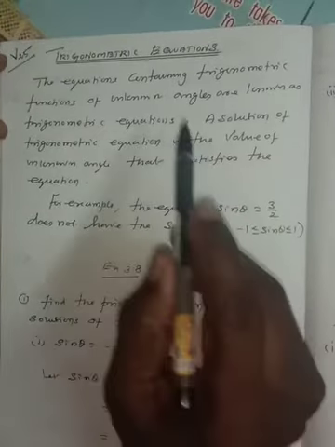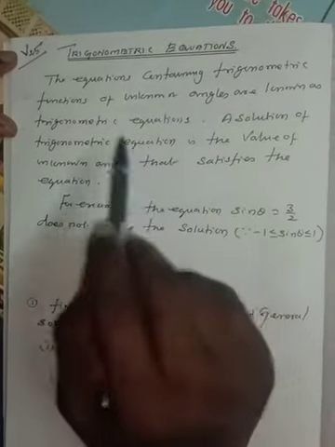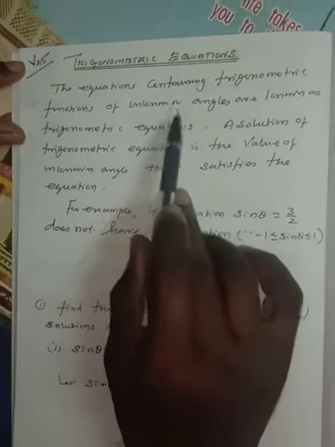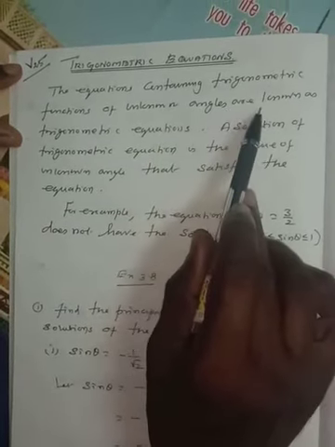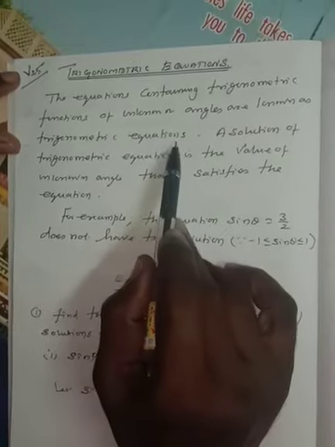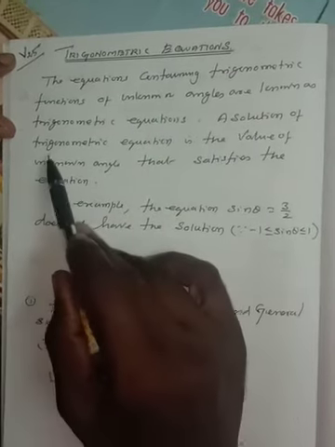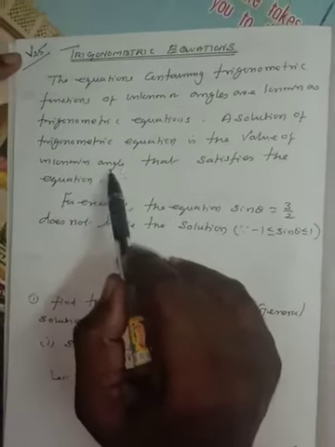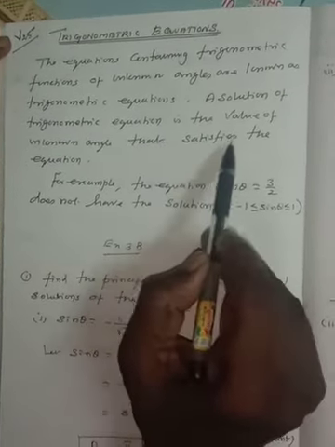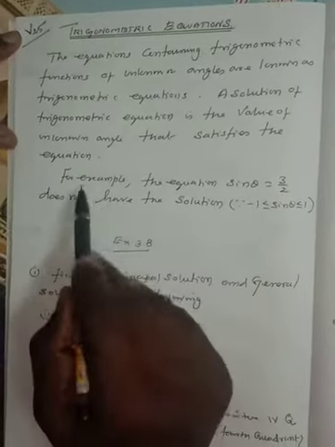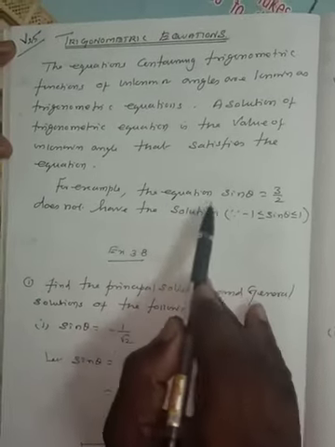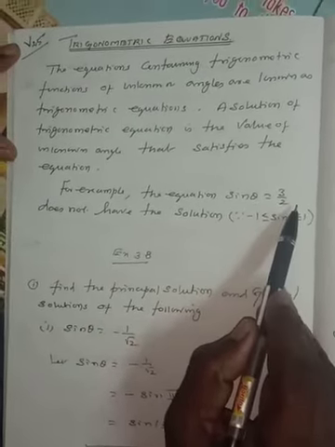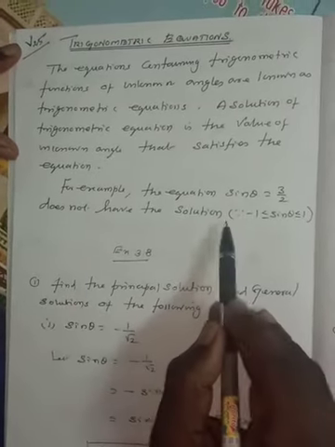Students, today's topic is trigonometric equations. The equations containing trigonometric functions of unknown angles are known as trigonometric equations. A solution of a trigonometric equation is the value of the unknown angle that satisfies the equation. For example, the equation sin theta is equal to 3 by 2 does not have a solution.